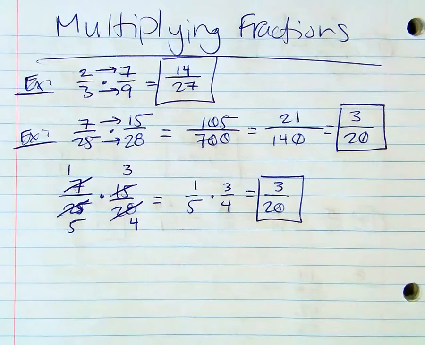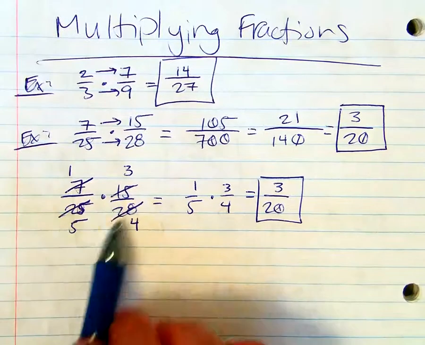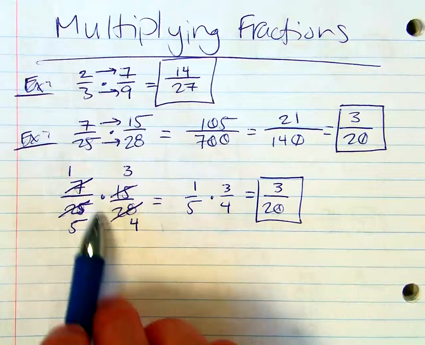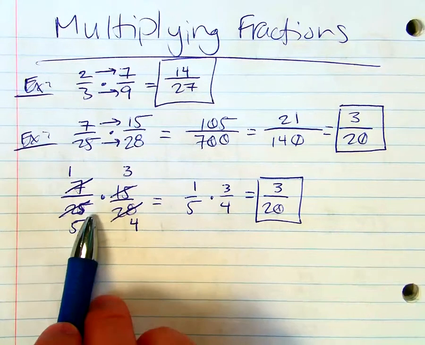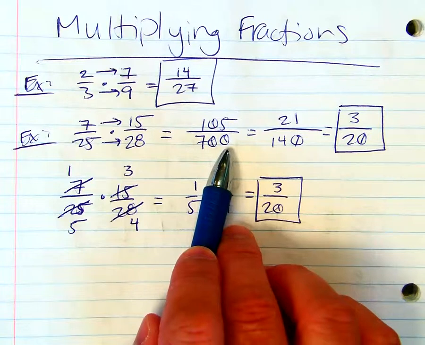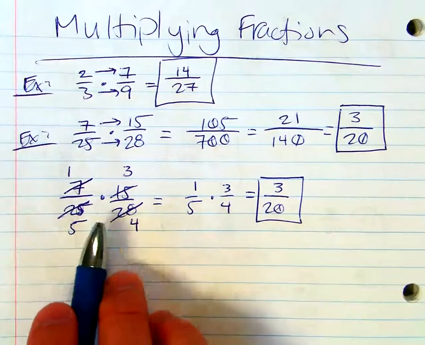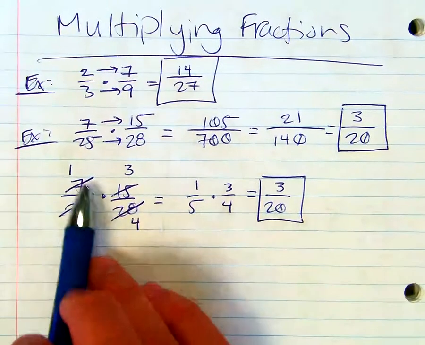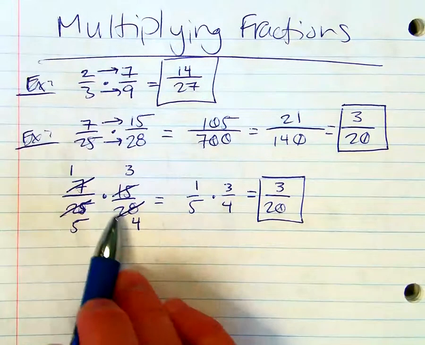So the benefit here is that I'm reducing with smaller numbers at the beginning. The largest number I had was 28. I can reduce with 28. And I avoid the idea of trying to reduce with numbers like 700. So you save yourself a lot of time by reducing at the beginning instead of at the end. Just please remember, it's a number from the top and a number from the bottom that get reduced.